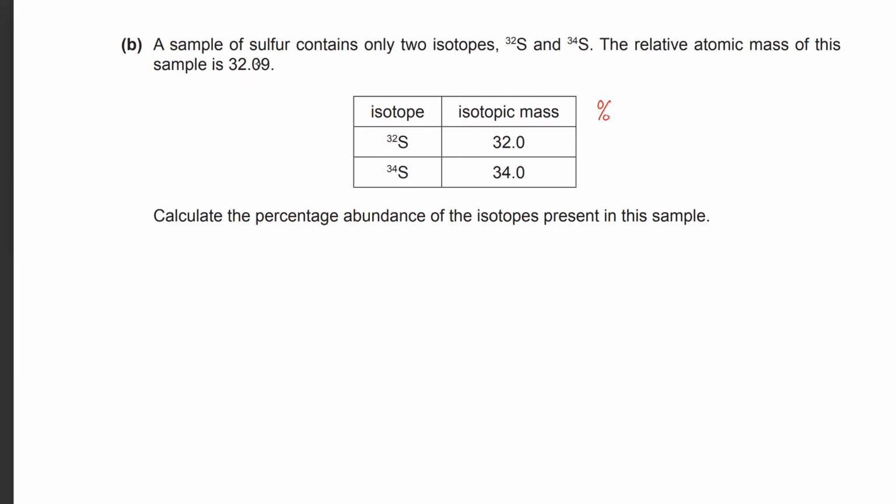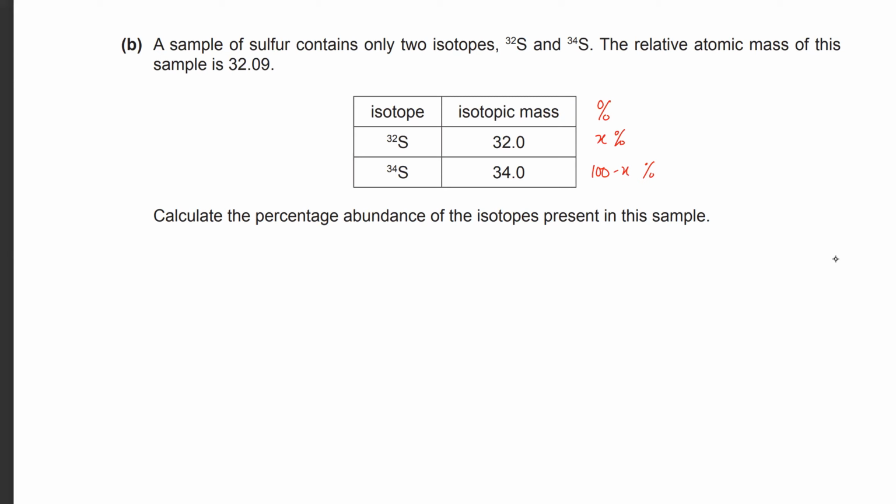So if I say okay, the isotope with mass 32 has a percentage of X. So the other one is going to have a percentage of what? 100 minus X, right? Is that clear? If this is 10%, what will the other be? That's going to be 90%. If this is 40%, this would be 60%, right?